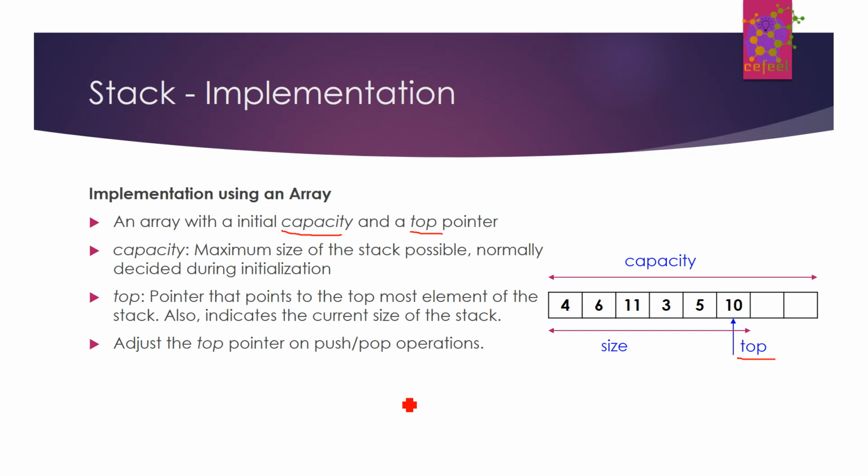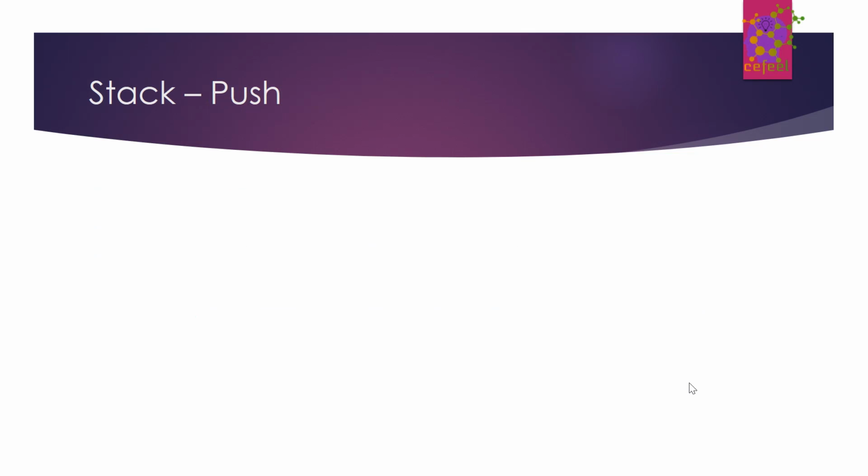And then when the push and pop operations are executed, what we just need to do is adjust the top pointer. Which means we'll move the top pointer forward and backward to indicate the current size of the stack, and to execute the operations wherein we need to add a new element or remove an element. So let's see each of these operations in detail with an example and with some pseudocode. We will first start with the push operation.